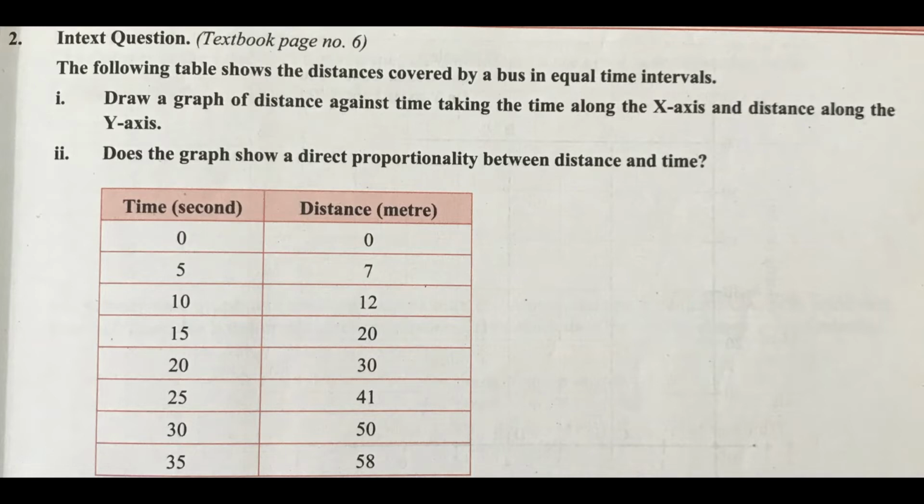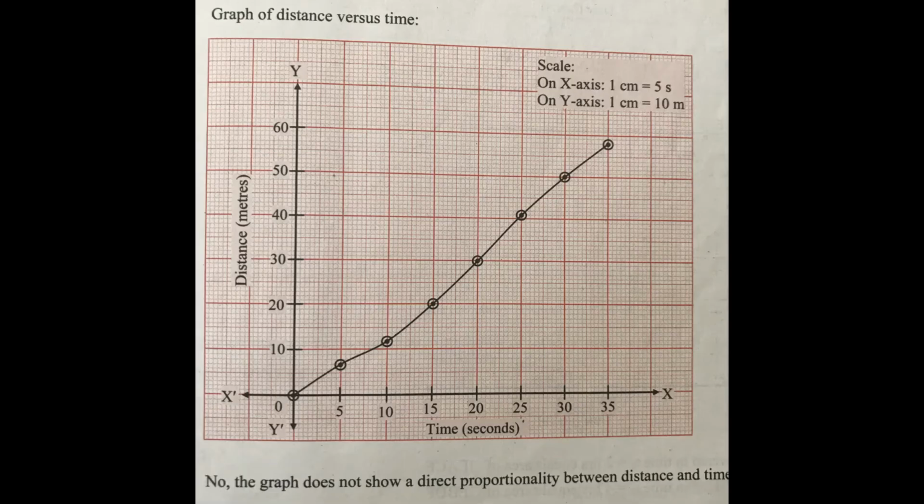Now I have drawn the graph for you. You may see the graph. On the x-axis I have taken 1 centimeter as 5 seconds, and on the y-axis 1 centimeter as 10 meters. Okay, now this is the graph which I have got. You may see that the graph is not a straight line, it is a curve.